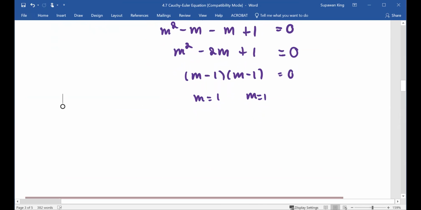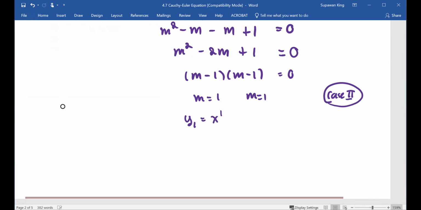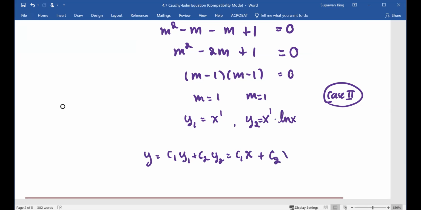So my recommendation, when you have power 2, is to write out all factors, even though you see common factors. So you have m1 with the same m value. This is case 2, or the repeated solution form. So my y1 is x to the power 1. My y2 should be the same, x to the first power, but it's repeated, and every time you repeat, you multiply by natural log x. Then y equals c1 y1 plus c2 y2, or c1 times x plus c2 times x times natural log x as the general solution.